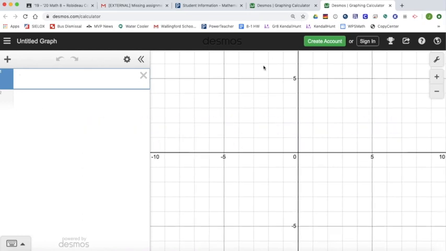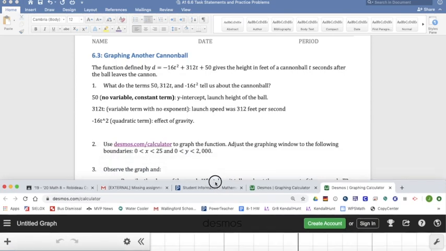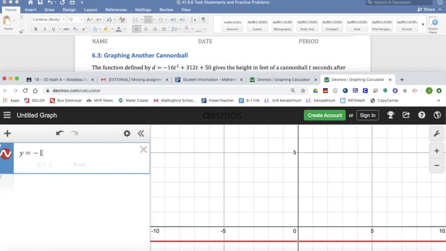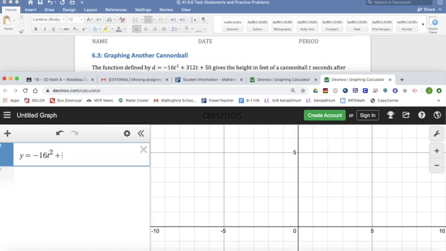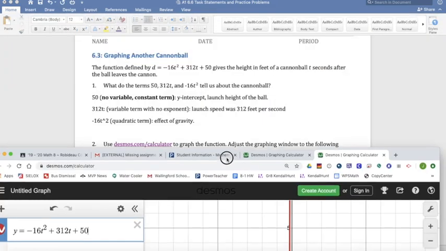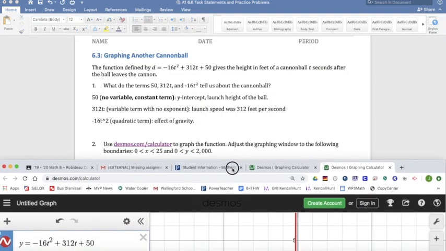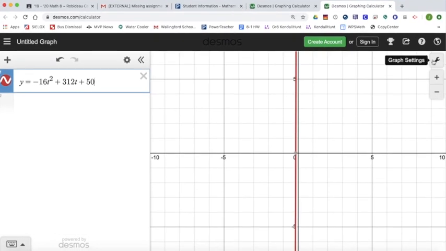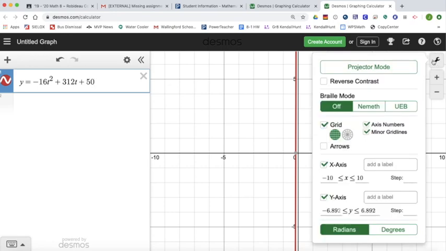Okay, so we're going to type in our graph, and the equation is negative 16t squared plus 312t plus 50. Okay, so yeah, this looks like nothing when you first look at it. So then, let's change our window, from 0 to 25 and from 0 to 2000. If you didn't know what to change your window to, you can click this wrench over here, which is the graph settings, because everyone knows you change a graph with a wrench.